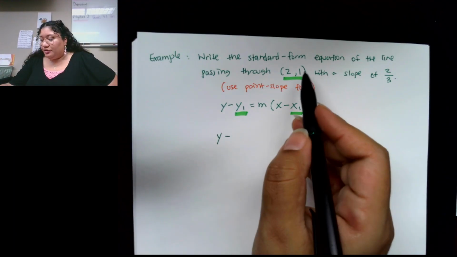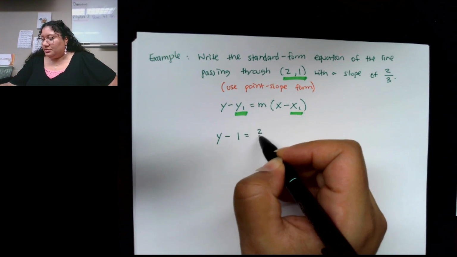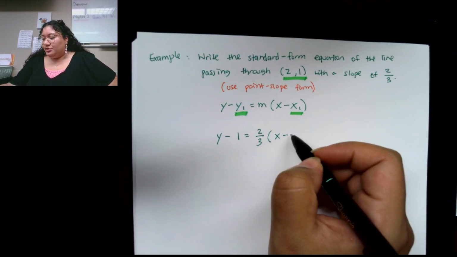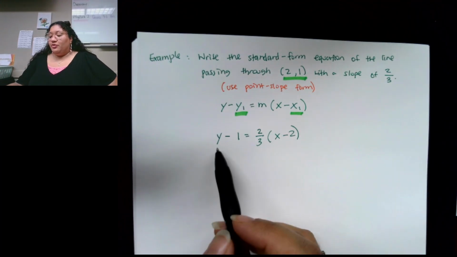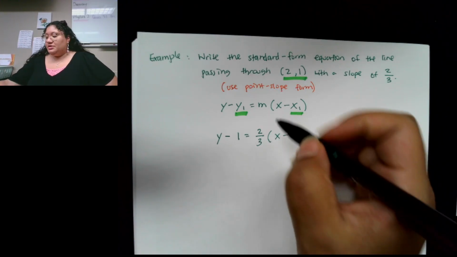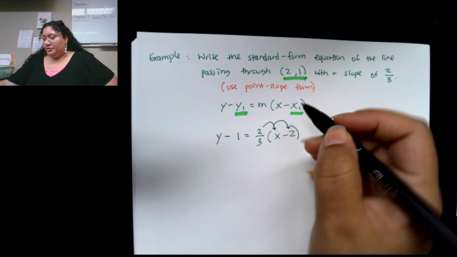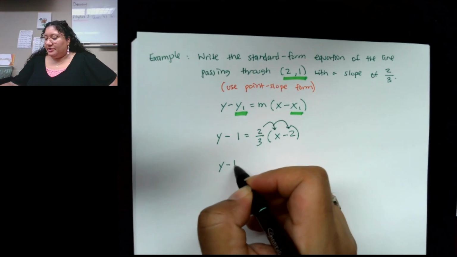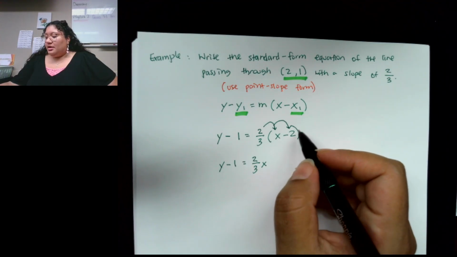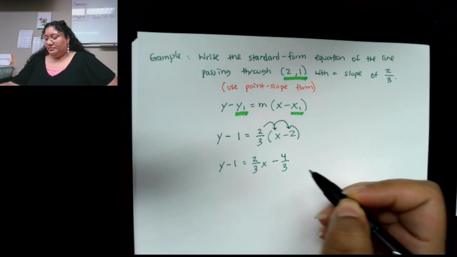y minus 1 equals 2/3 (x minus 2). Before I can try to get y by itself, I'm going to distribute this 2/3. This means I'm multiplying it to both sides. So I get y minus 1 equals 2/3 x, and this becomes negative 4 over 3.